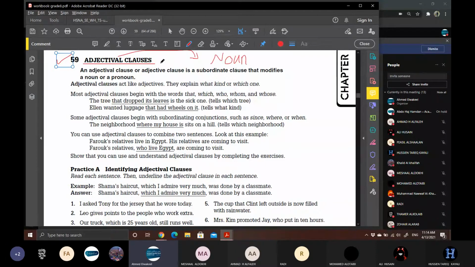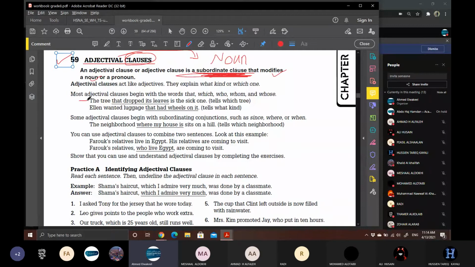Remember when we studied the clauses, subordinate clauses and dependent clauses and independent clauses, or main and subordinate? It's a clause, but we use a whole clause in order to describe just one noun. So an adjectival clause or adjective clause is a subordinate clause, meaning that it cannot stand alone, and it will always modify a noun or a pronoun.